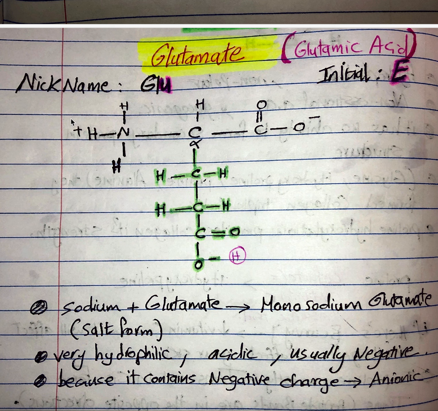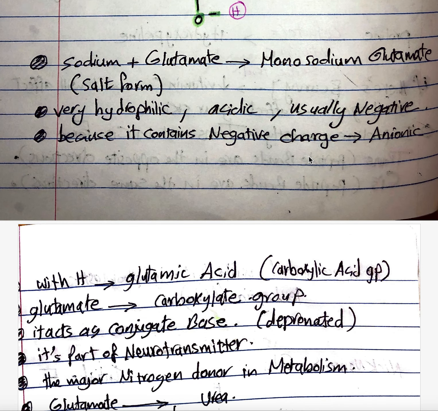And in the nickname there is no trick here, just Glu, the first 3 letters, but the initial is E. With glutamine, there is a trick in the nickname, it is Gln, and the initial is Q. So by this we can know the difference between glutamate, glutamic acid, and glutamine.